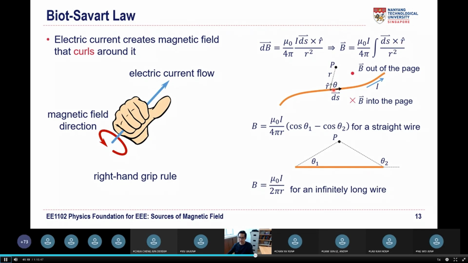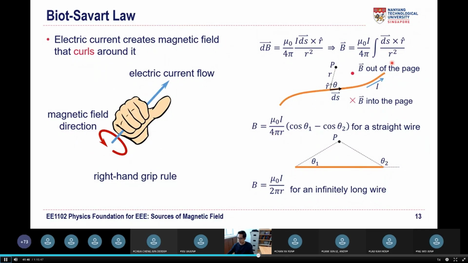That's why the cross product between ds and r is going to give you something that is coming out of the page on this side, and then something that is going into the page on the other side. That's the result of this cross product. So this is for a curved current carrying wire. If you have a straight wire, like that, then it simplifies to this equation.